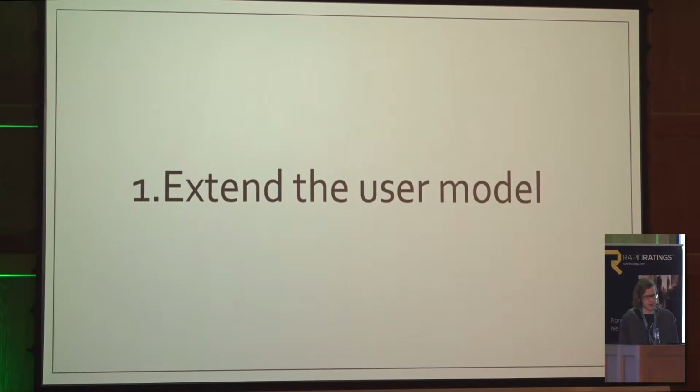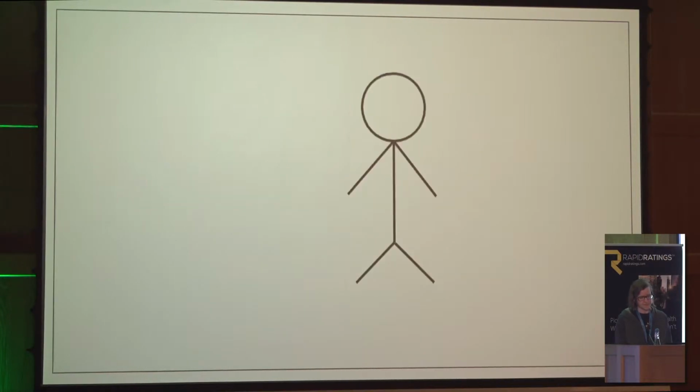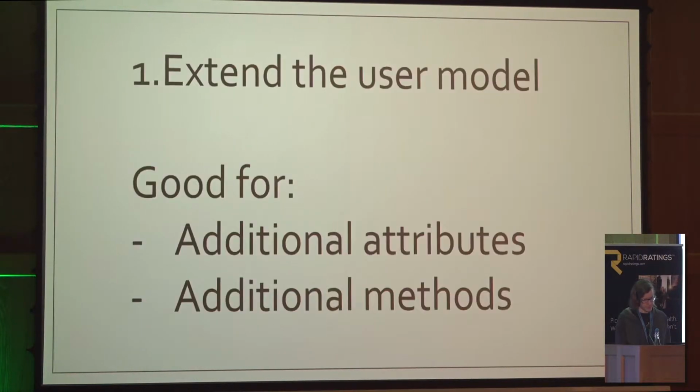So first, let's talk about extending the user model. What does that mean exactly? It means that we will keep Django's user model just how it is, except we'll give it a bucket where we can store additional attributes. So this option is really just good for when we want to add extra attributes to our user, since we're not actually changing the user model itself, we're just adding to it.